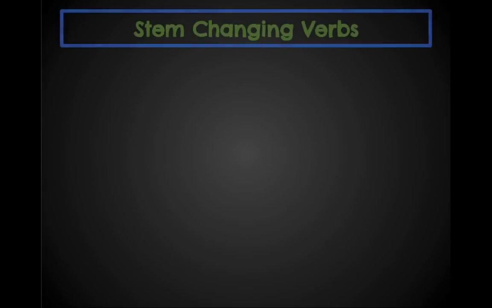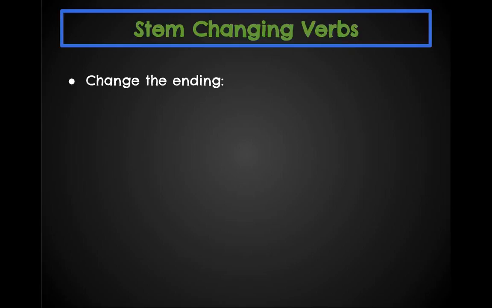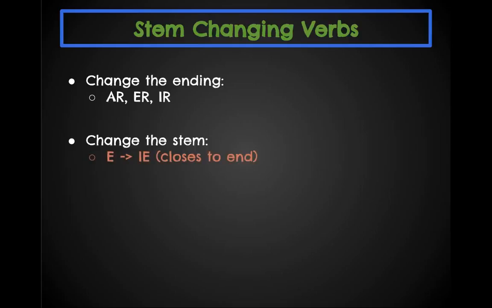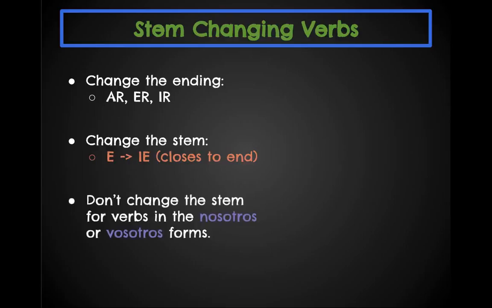So, a few final things to summarize for stem changing verbs. Step 1, write this down, it's very important. Step 1 is to change the ending. That's the AR, ER, IR part that we are used to. Step 2, change the stem. The E that's closest to the end is going to change. But step 3 tells us not to change the stem if the verb is in the nosotros or the vosotros forms.